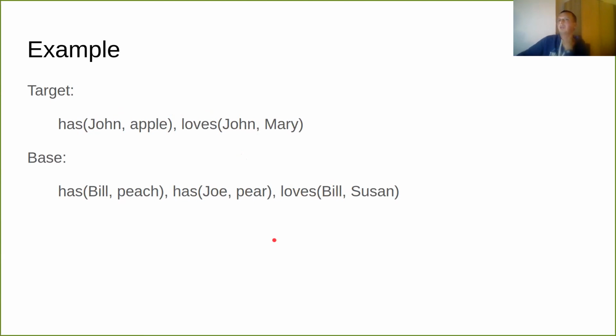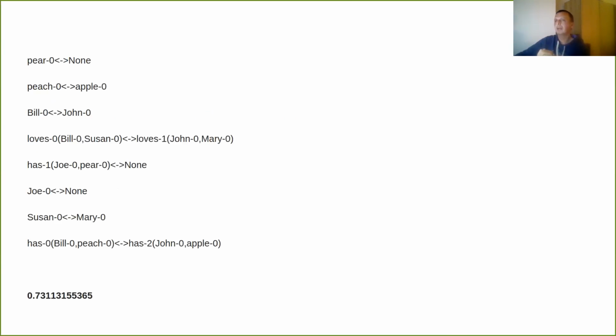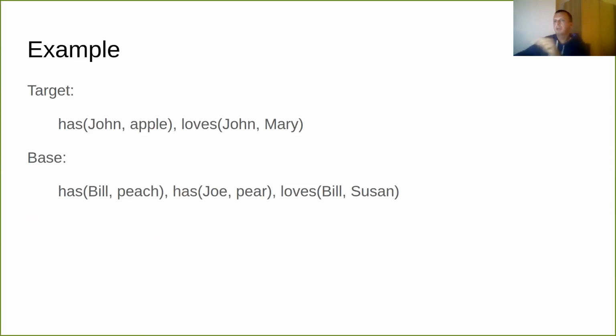So in order to solve this problem, there should be some systematicity pressure in the system. And the question was, will this systematicity pressure be exhibited in this account? And the answer is, yes, it is. I just copy pasted the results from the model. And indeed, Bill is mapped to John, and apple is mapped to peach because, you know, John goes to Bill, so apple must go to peach, not to pear.